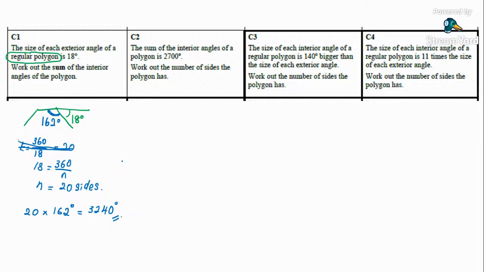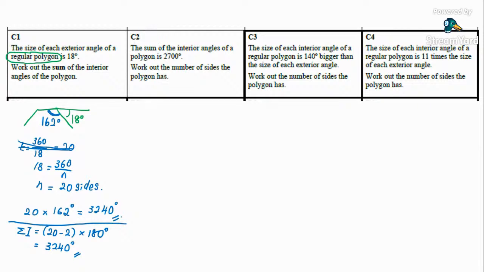All right. Or what you can do is, if you don't want to find the interior angles, after you have found your number of sides, you can use the formula: sum of interior angles is 20 minus 2 times 180. Let's see whether it gives me the same answer. Yes, it is giving me 3240 as well. So this is a second approach.